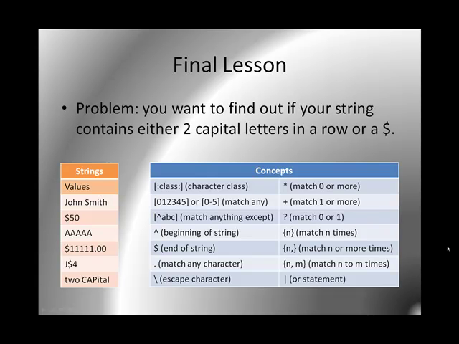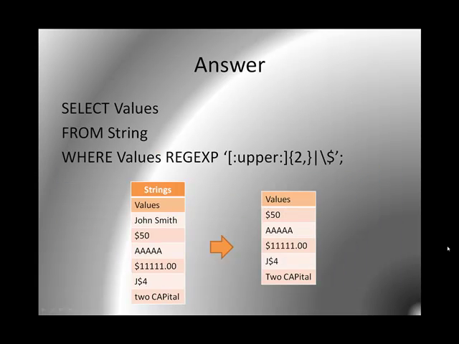And then finally, let's say you wanted to see if your string contained either two capital letters in a row or a $ sign. This can be done pretty easily. We already have the uppercase character class, and then you can define your own quantifier that'll match two or more. You need to escape the $ sign because it's already used elsewhere, and you put an or in between.